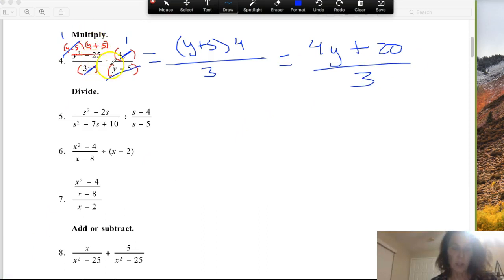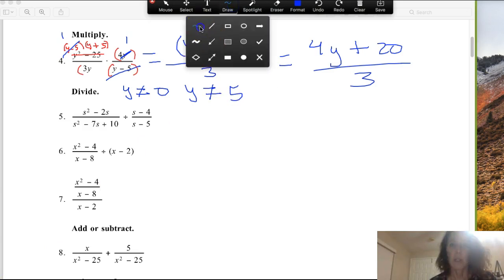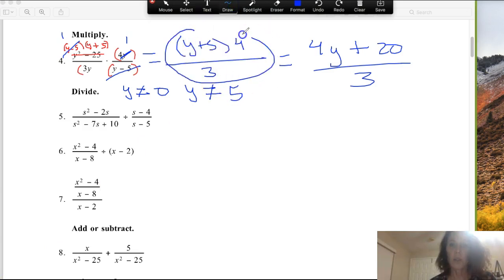Now go ahead and state your excluded values. Here, if I erase this, you can see what was there originally. Y cannot be 0, because if this were 0, I'd multiply by everything and everything would be 0. So make sure you state y cannot be 0. And in this scenario, y could not be 5, because if y were 5, 5 minus 5 would make 0. So y cannot be 5. And there's your solution. Just so you know, this solution is perfectly fine. If you want to put the 4 in front, perfectly fine.